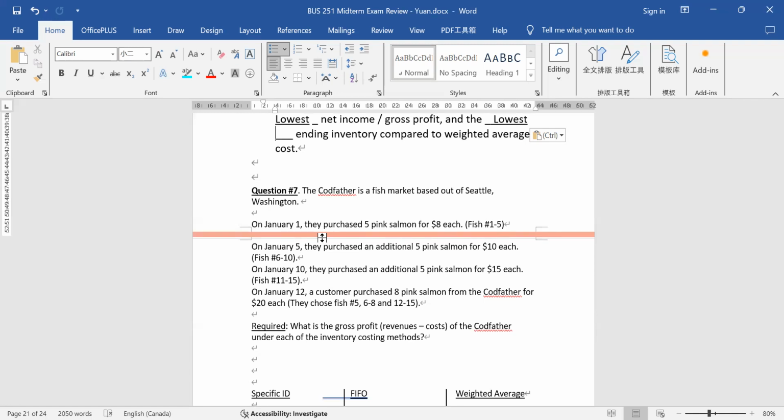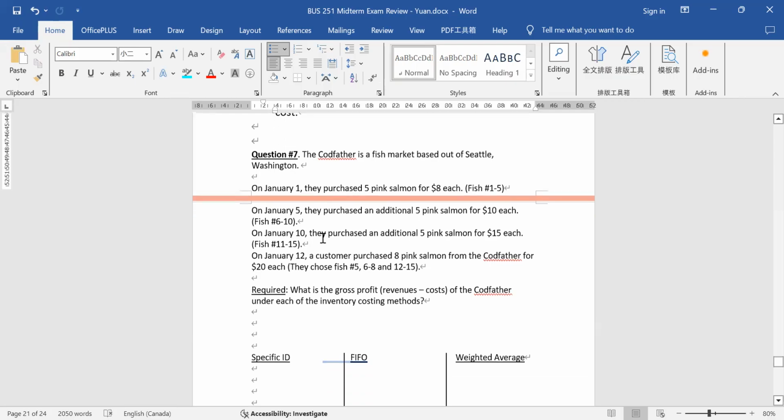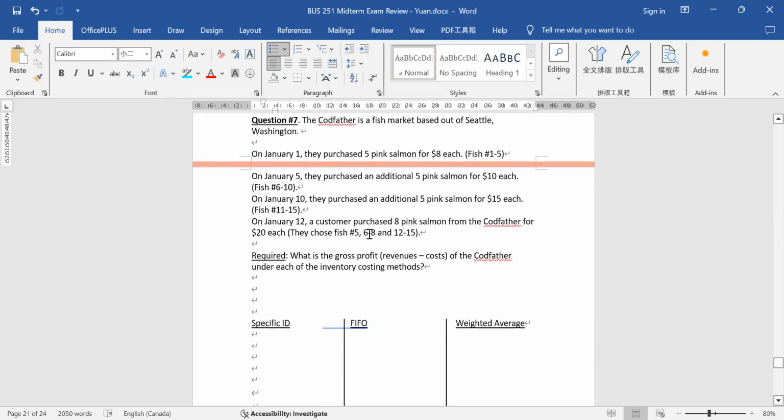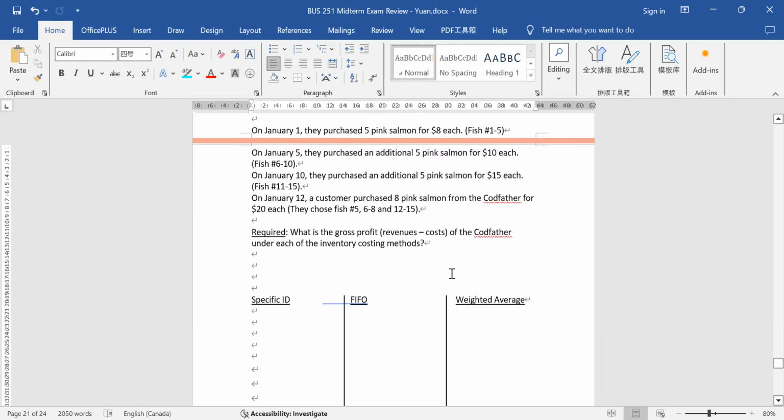On January 10, they purchased an additional 5 pink salmon for $15 each. So this is labeled as fish 11 to 15. On January 12th, a customer purchased 8 pink salmon from the Cod Father for $20 each. So they finally sell something. And they choose fish number 5, number 6 to 8, and number 12 to 15. So we are required to calculate the gross profit.